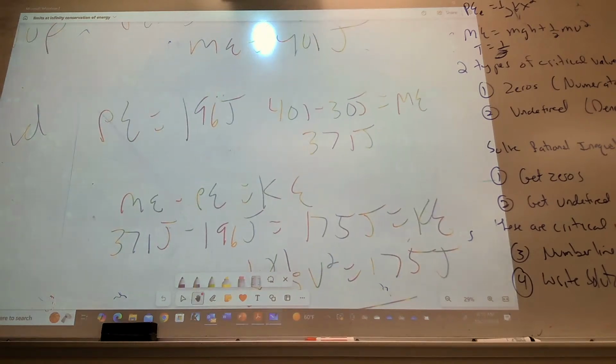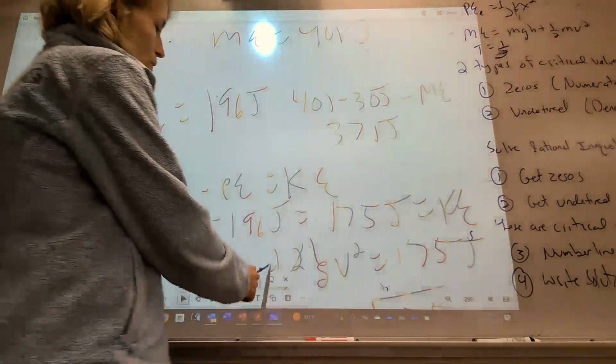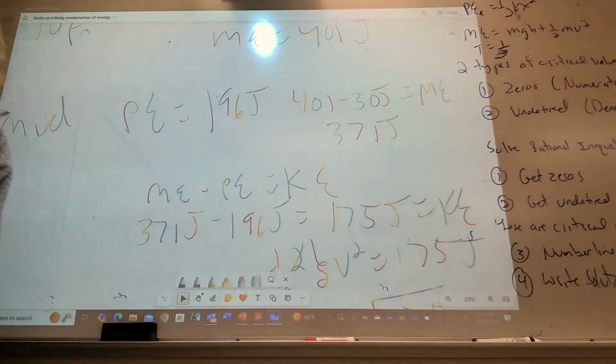So then from there you get your speed, because you know that your kinetic energy is equal to 1/2 the mass times v squared. So you solve for your speed in the middle. After that, you get your potential energy at the bottom, your kinetic energy at the bottom, and your mechanical energy at the bottom.